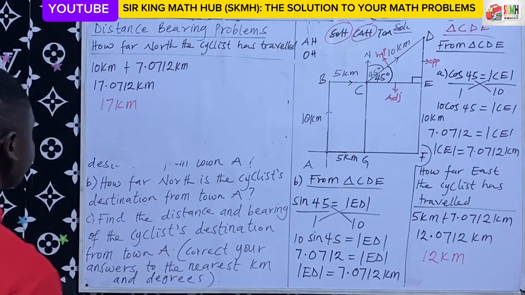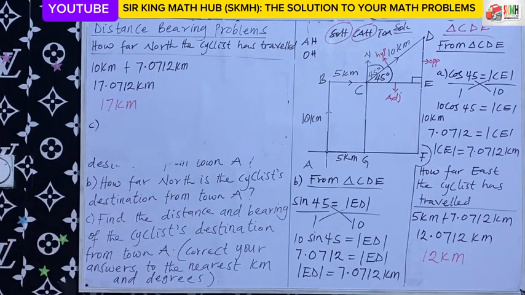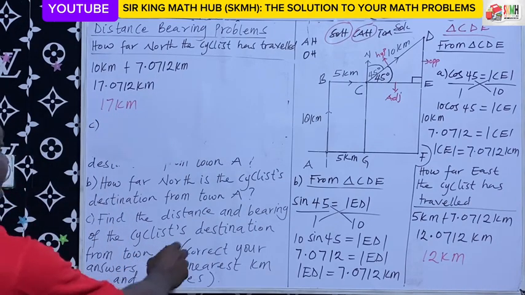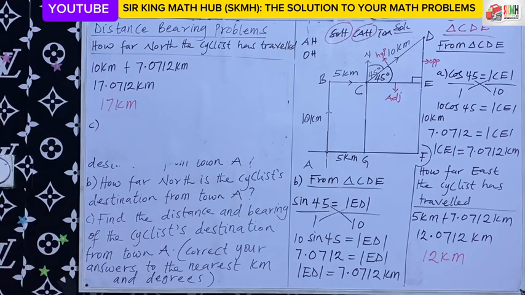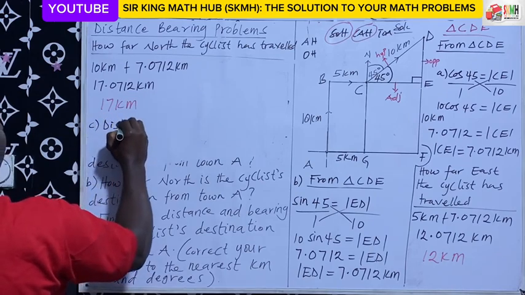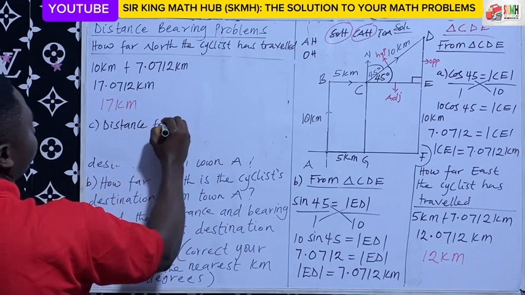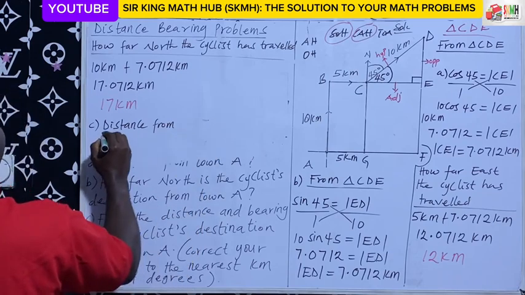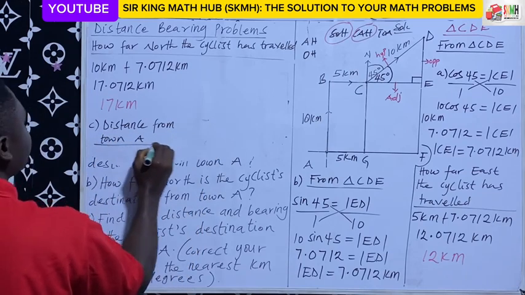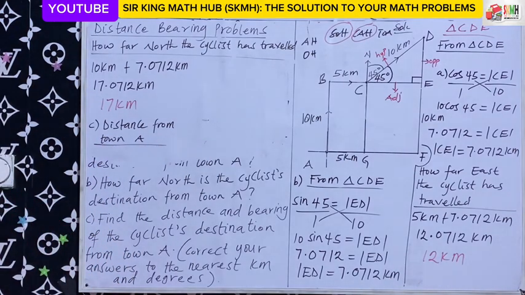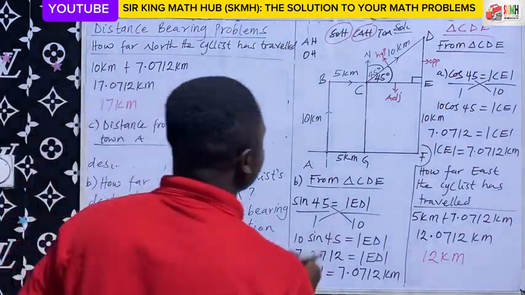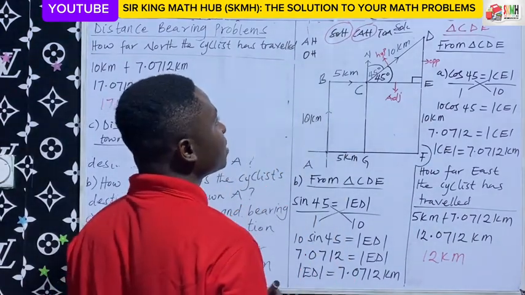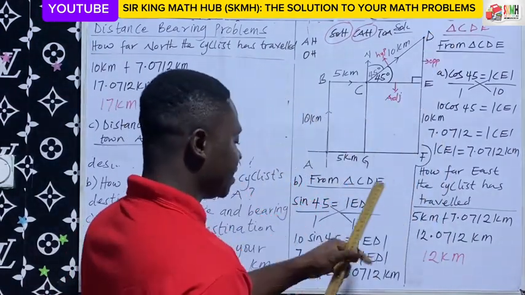Now C. You have to find the distance and bearing of the cyclist's destination from town A. So first of all, let's start with the distance. So the distance from town A. So where did he start the journey from? From town A. And what is his destination? D. So the distance. How do you get a distance?